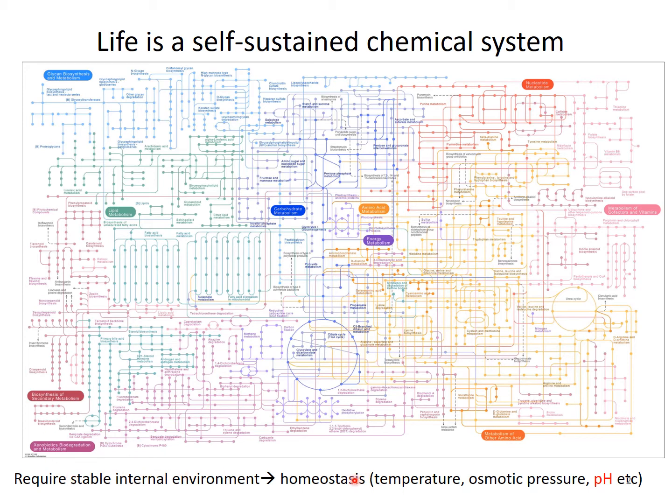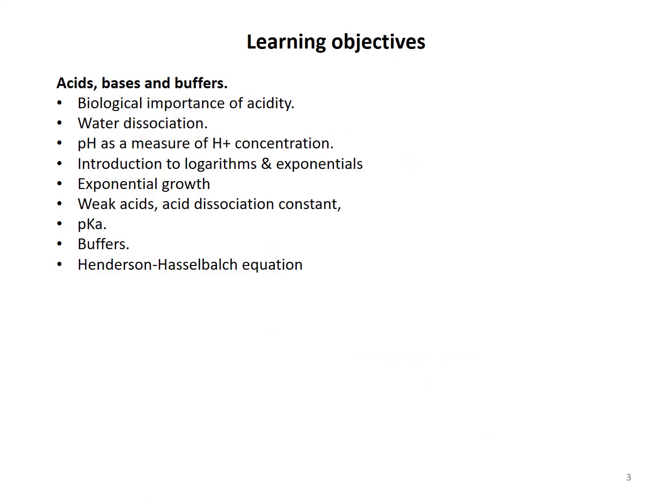as homeostasis. And these are the parameters that are regulated in homeostasis, such as temperature, osmotic pressure, pH, which is our topic of discussion today. Okay, these are the learning outcomes for this session. Basically, we'll discuss everything on pH and acidity.